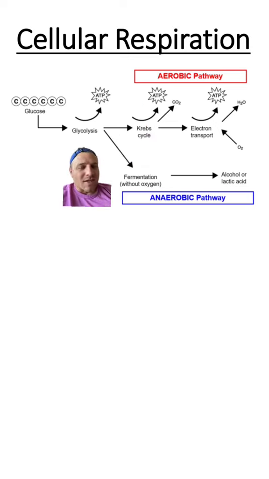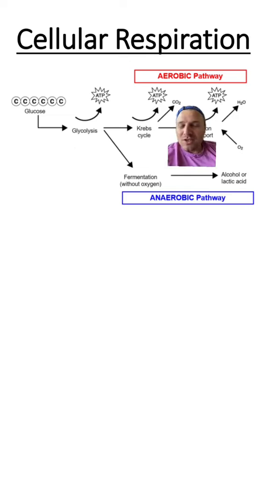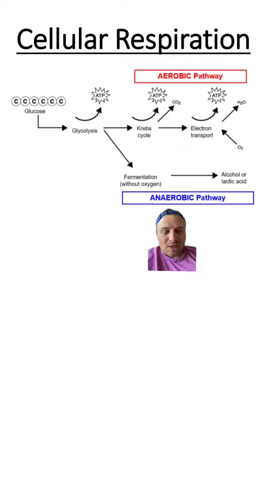Now, if the cell doesn't have enough available oxygen, the next step in this process will be anaerobic respiration, because anaerobic means without oxygen. Specifically, this is also known as fermentation. Now, you might notice here we're not producing any more ATP, and we're also going to produce either alcohol or lactic acid. That's because anaerobic respiration only continues to allow glycolysis to keep on occurring. Without this anaerobic respiration and without oxygen, glycolysis would stop.